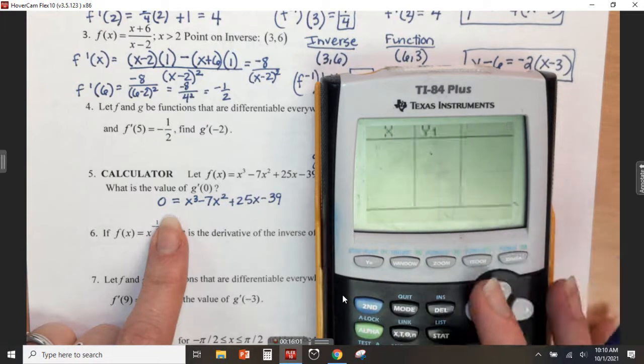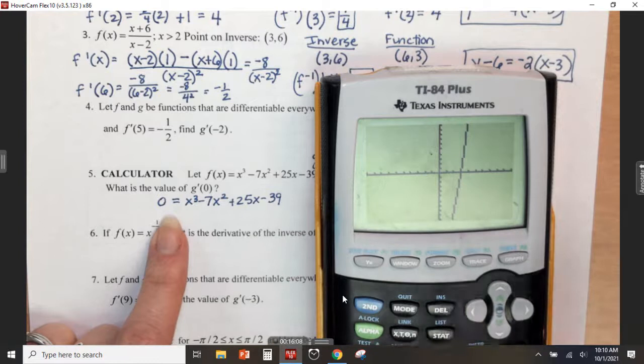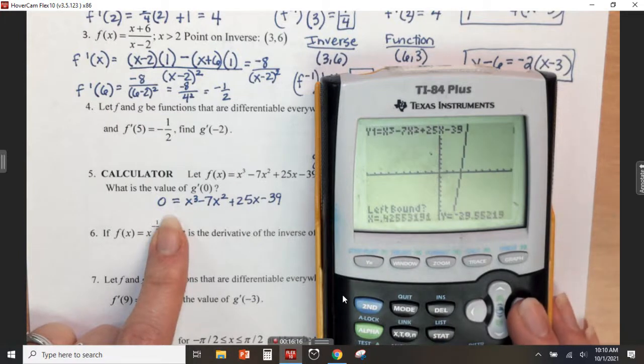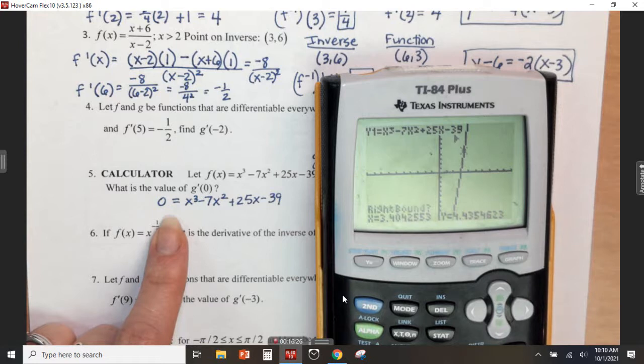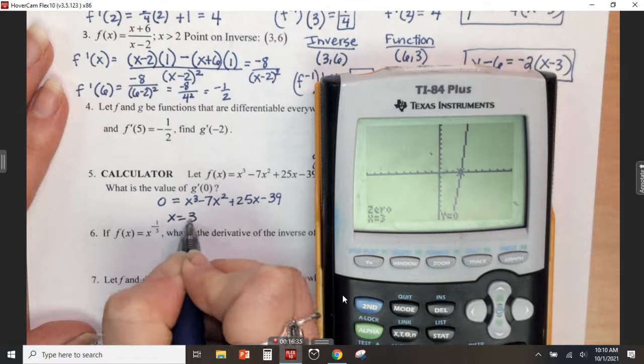So let's go to the table. 3, 0 is an actual point on this function, okay? If I didn't get it at an exact answer, I could hit second and the calc button and choose option 2 for 0 and go left bound. So there I'm on the left side of the 0, hit enter. Arrow to the right side of the 0, press enter. Press enter when it asks for a guess, and it gives me the 0 is at 3, 0. Okay? So x equals 3.